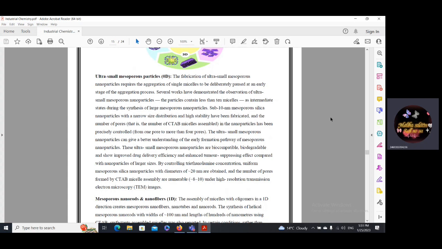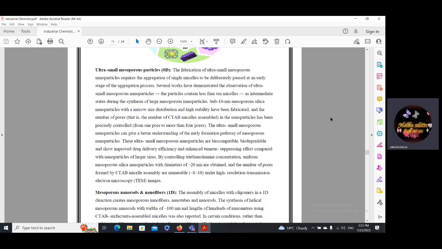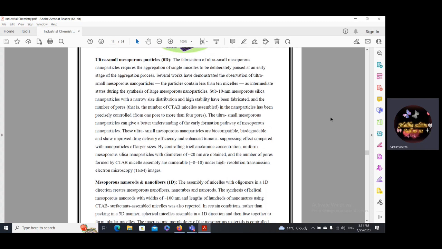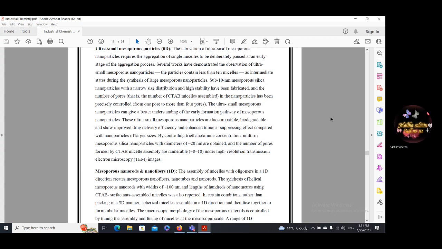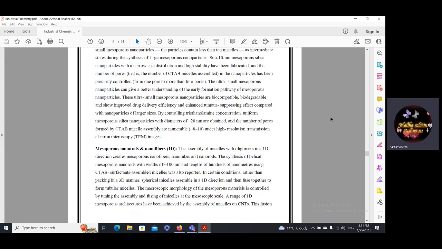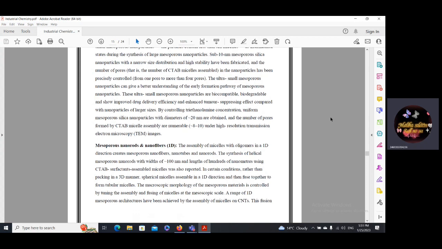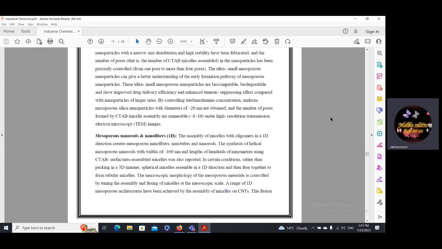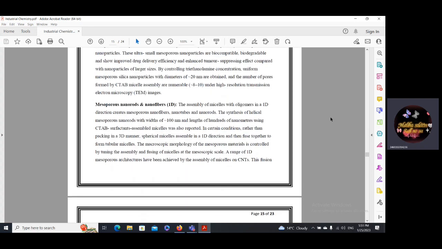These ultra-small mesoporous nanoparticles are biocompatible, biodegradable, and show improved drug delivery efficiency and enhanced tumor suppressing effect compared with nanoparticles of large size. By controlling the triethanolamine concentration, uniform mesoporous silica nanostructures with diameters of less than 20 nm, approximately 20 nm, are obtained, and the number of pores formed by the CTAB micelle assembly is countable, approximately 8 to 10, under high resolution transmission electron microscopy (TEM) images.